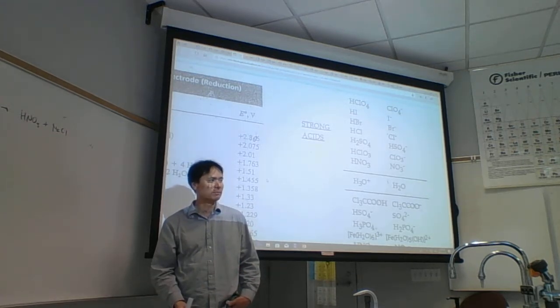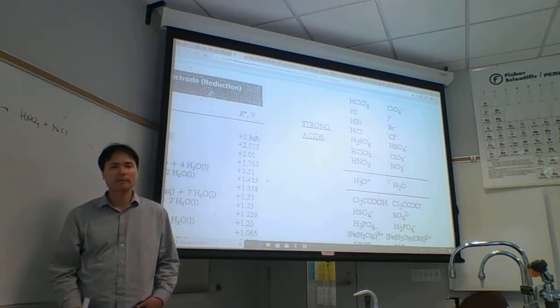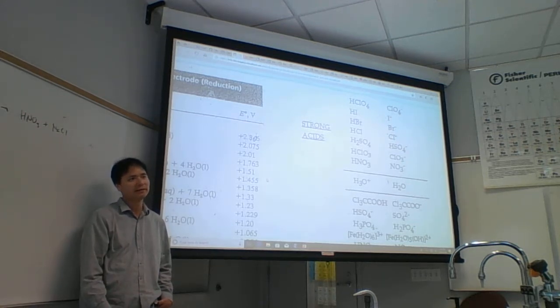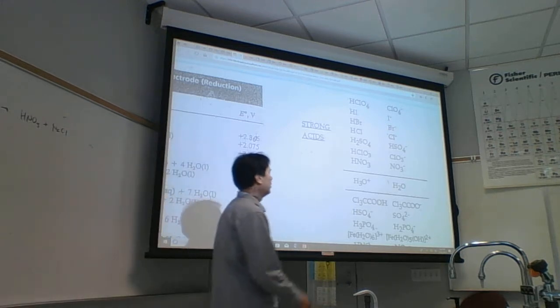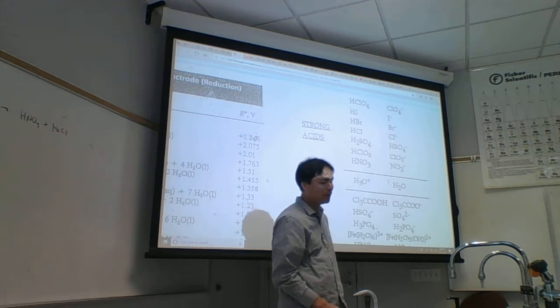The effect? The leveling effect. Does everybody remember the leveling effect? Somebody summarize the leveling effect in one sentence. All these acids are going to have the same strength when mixed in water. Weak acids don't.